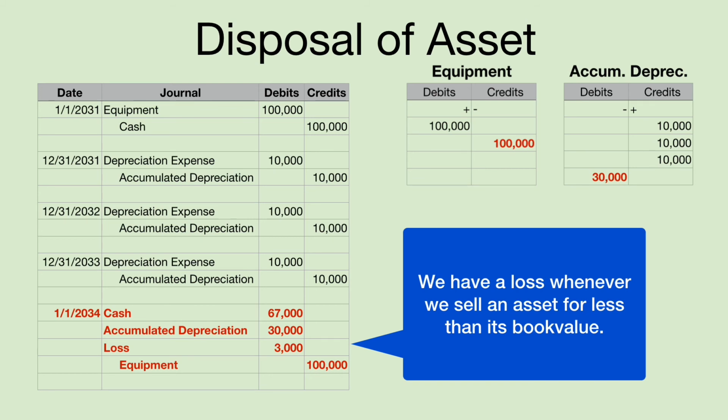The next thing we do is remove the equipment numbers off the books, and we will debit accumulated depreciation for $30,000. We will credit equipment for $100,000. And lastly, to make the journal entry balance, we need a debit of $3,000, and that will be called a loss.